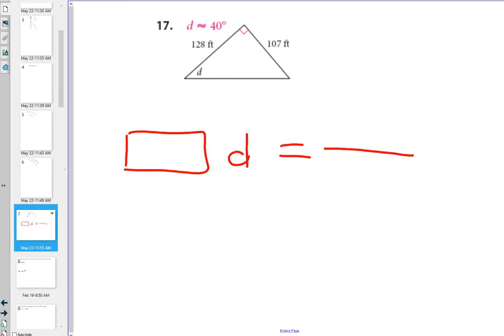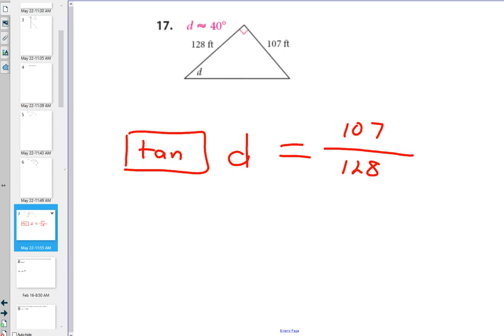So which leg is opposite of D? 107. Which leg is adjacent to D? The 128. So which trig ratio relates opposite with adjacent? What's the TOA in SOHCAHTOA? Yeah, so this is going to be tangent of D, and then specifically it has to be the opposite on top over the adjacent.